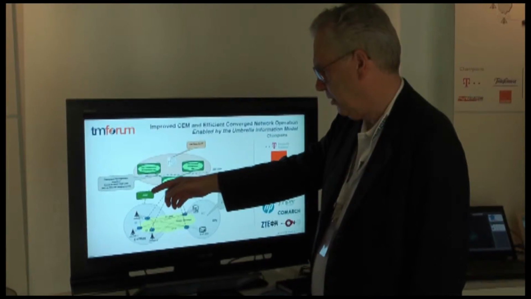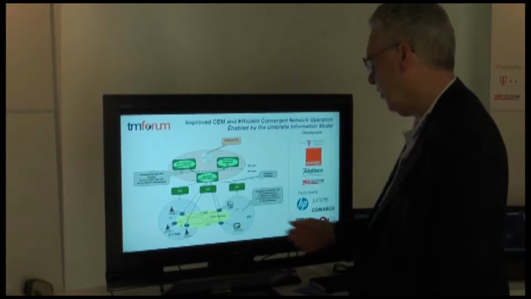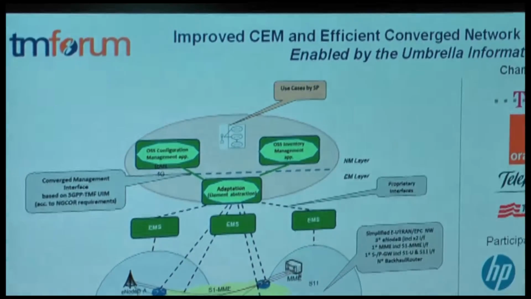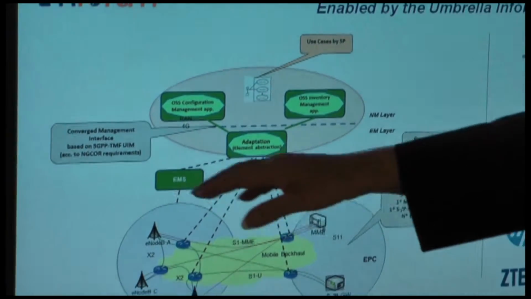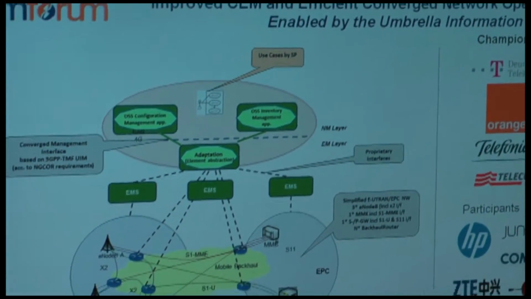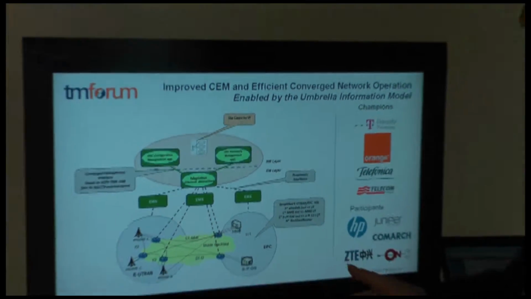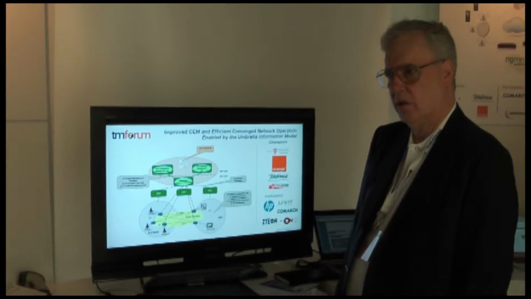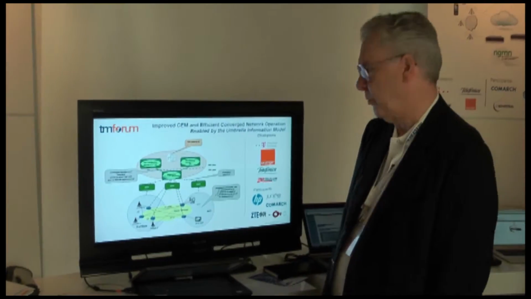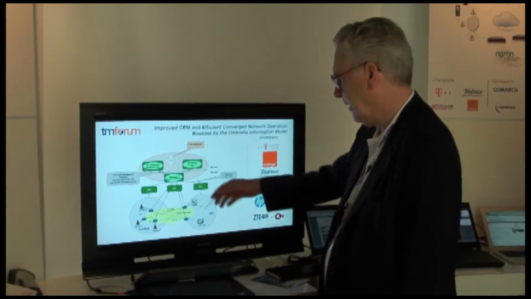The EMS for the RAN is provided here by ZTE. The EMS for the transport network is provided by Juniper. These are operating with existing standards. They are approximately 20 to 30% open standards and approximately 70 to 80% proprietary interface.